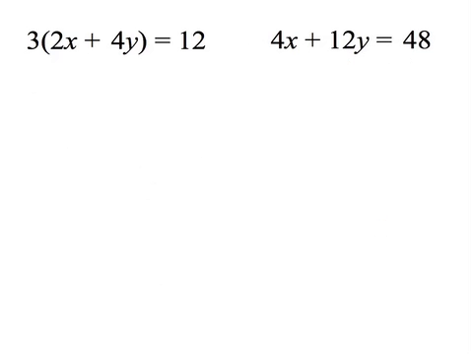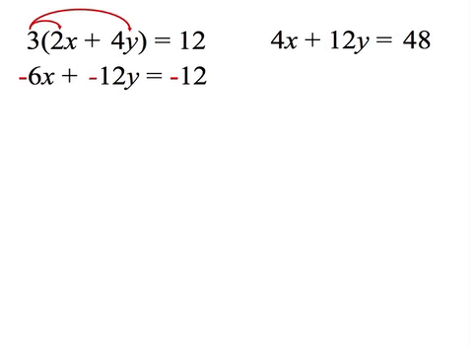Here's another problem. It looks a little like one that was in a previous lesson or two, but it's slightly different, although the equation on the left has been used before. And in the previous time we used this equation, we decided to divide both sides by 3. But this time we're going to apply the distributive property to get 6x plus 12y equals 12. And now notice we have a 12y in each equation.